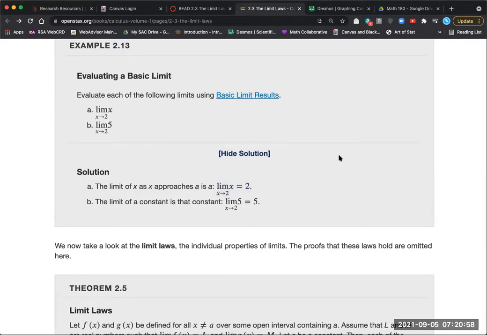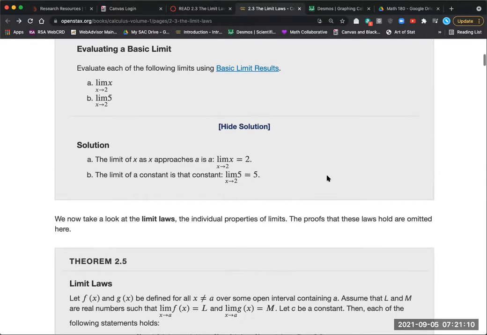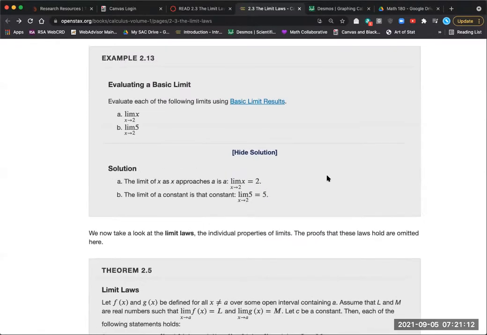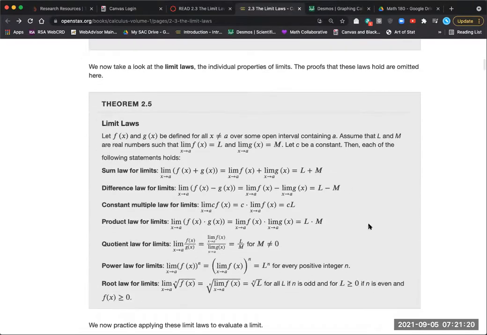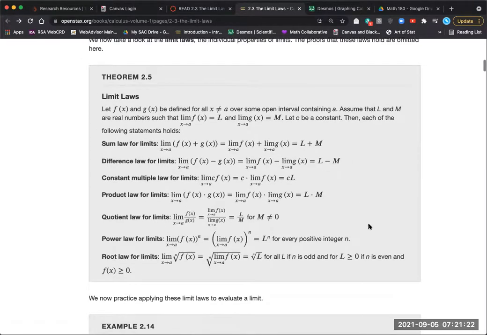And so anytime we have a continuous function, we can evaluate a limit just by substituting in the x value that it's approaching, because the left and the right side would be approaching the same value for continuous functions, or anywhere the function is continuous at that point that you're approaching. So that becomes our quick way of evaluating the limit.